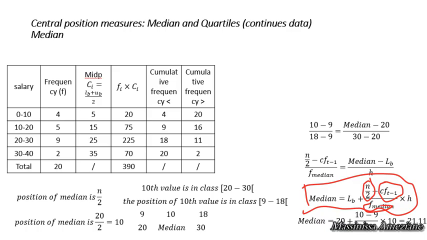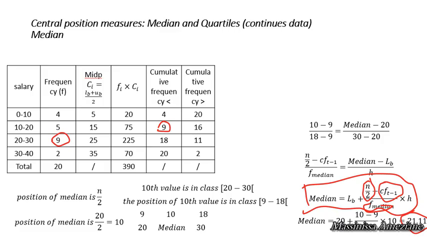Now let's replace this with numbers. The lower boundary is 20, the position is 10, the cumulative frequency of the class before the median is 9, divided by the frequency of our median class, which is 9, times h, which is 10 here, and we got 21.11, and this is the median of this data.